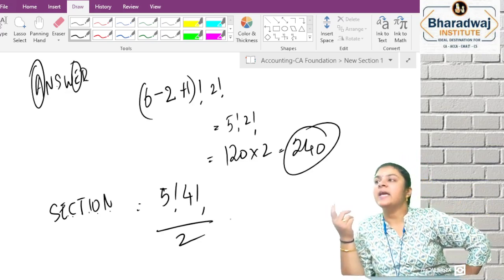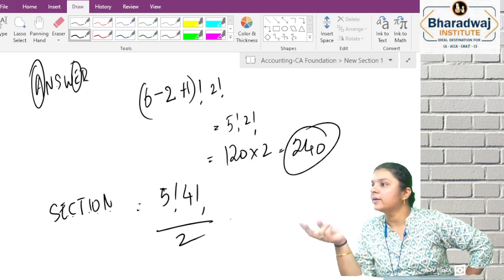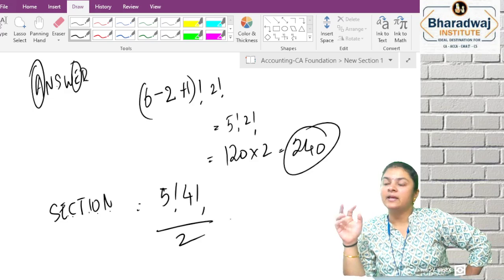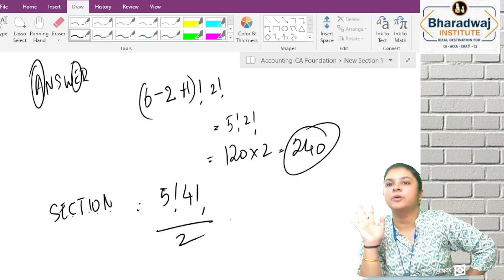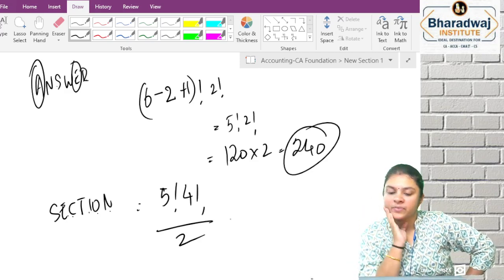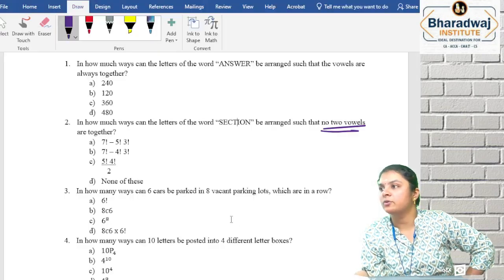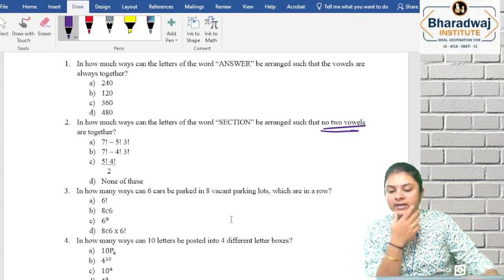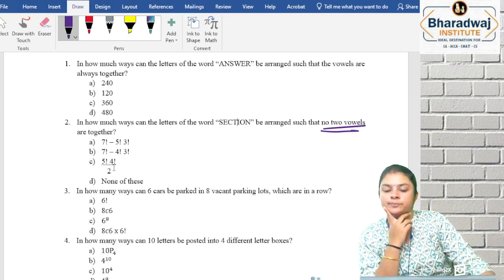Some questions they will say no two items occurring together, first and last should not occur together. Wherever they say two items not coming together, use this formula. Do we have any duplication here? No, we don't have, so we don't have to worry. So the answer is directly given: 5 factorial into 4 factorial divided by 2.